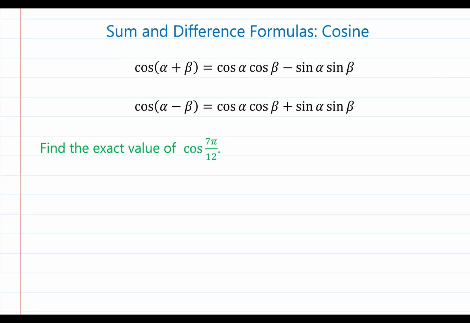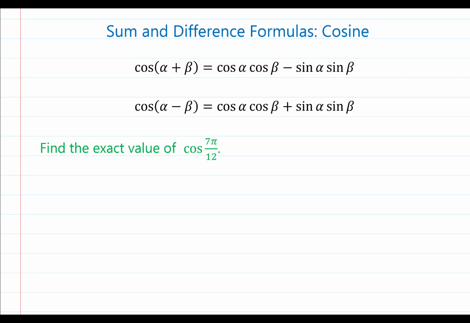Welcome back, mathematicians. In this video, we are going to learn about the sum and difference formulas for cosine. These two formulas allow us to evaluate cosine for angles that are not necessarily what I would consider quote-unquote common. In other words, they're not multiples of 45 degrees or multiples of 30 degrees.